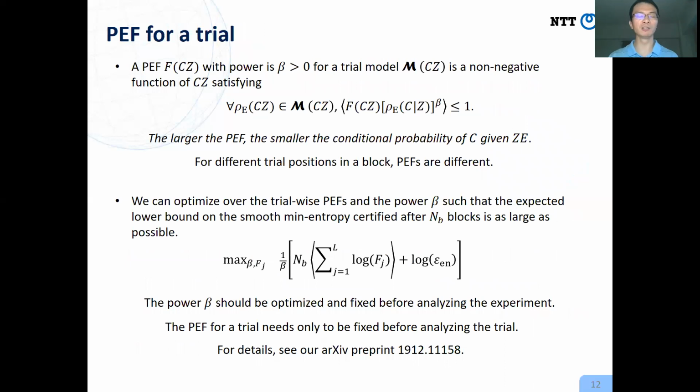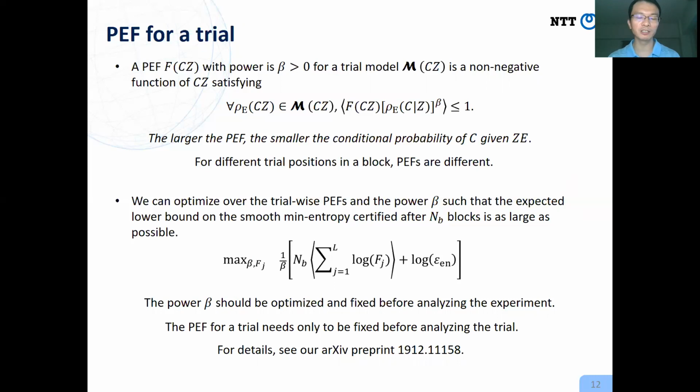So once we know how to describe a trial, we can construct a function called a PEF. In order to define this function, we need a free parameter beta. Then, given an arbitrary distribution in the model, we put a constraint on the PEF. The constraint reads as follows: the product of the PEF and the power of the conditional probability, on average, is less than or equal to 1. The main idea behind it is that if the PEF takes a large value, we know the conditional probability will take a small value. Hence, we can certify randomness.